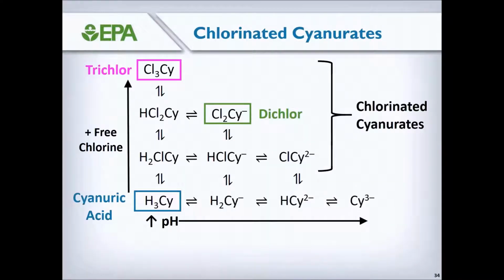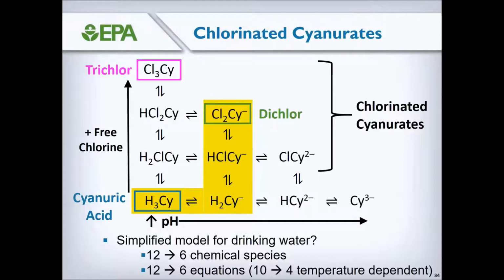So to get around this temperature issue and to try to make it reasonable experimentally, again, here's a slide showing all the chlorinated cyanurate chemicals I showed before. But if you actually limit things to what we consider to be drinking water concentrations, only 4 of these are important. So it really simplifies the model for drinking water in that now we only have 6 chemical species we've got to model. There's only 6 equations, and only 4 of those are temperature dependent, so that's doable.